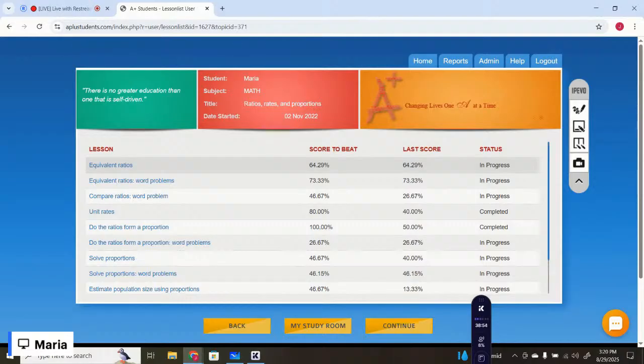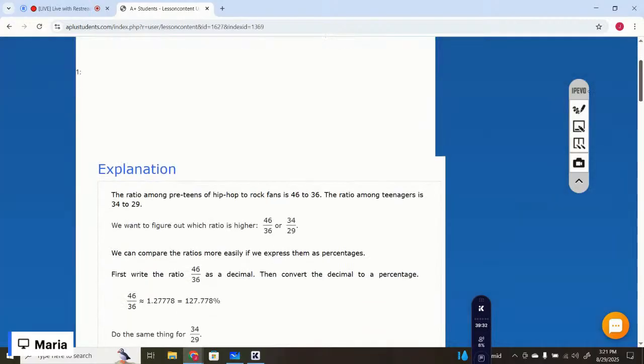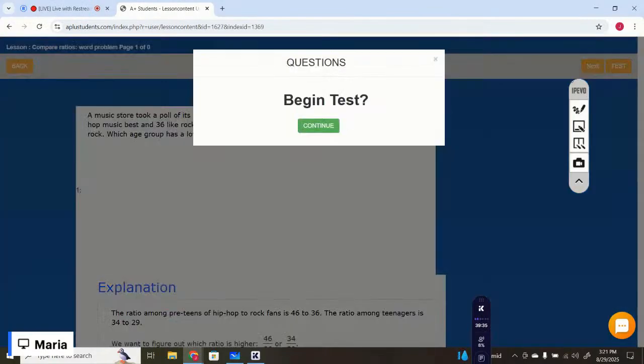The next lesson is compare ratios with problems. Let's just start with the test questions.